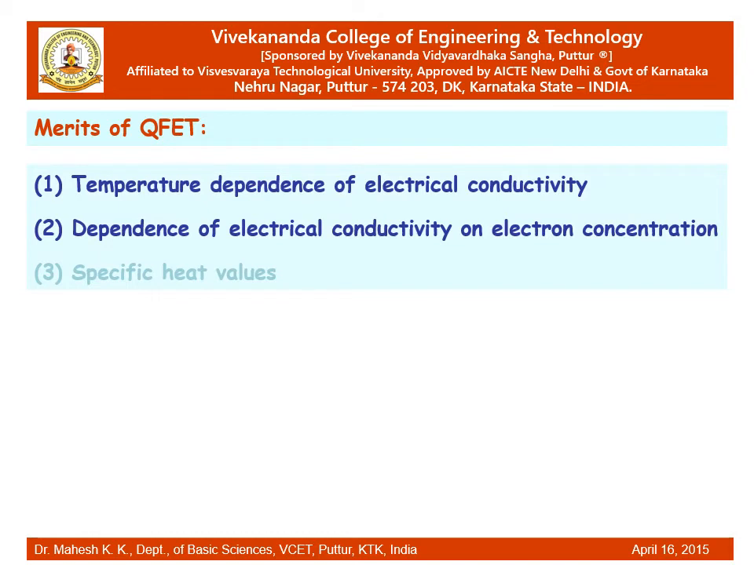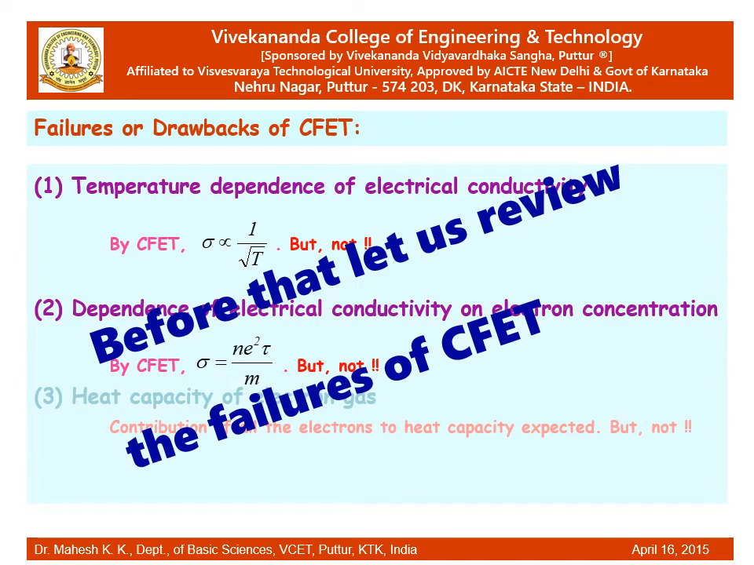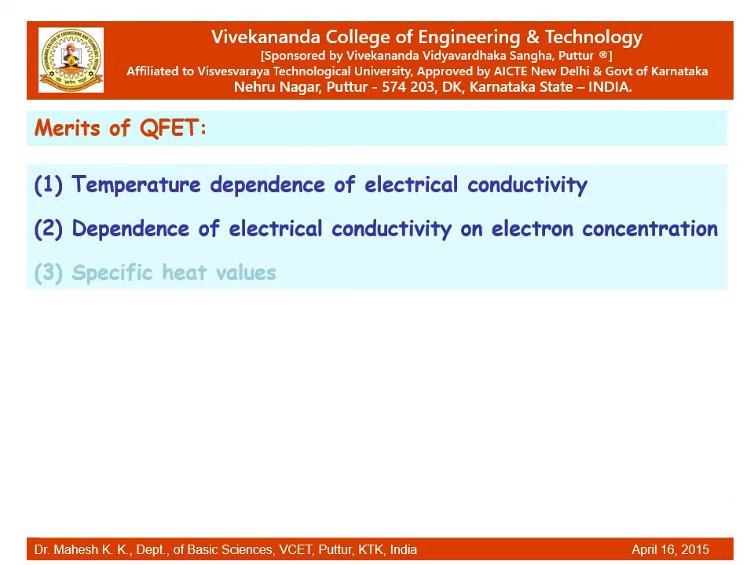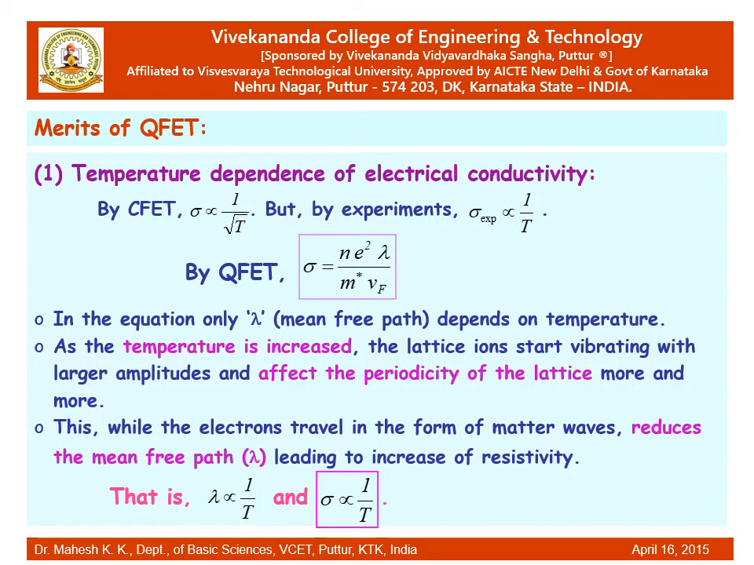Now let us see the merits of quantum free electron theory, just two, which are present in your syllabus: temperature dependence of electrical conductivity and dependence of electrical conductivity on electron concentration, which were proved to be not correct in the case of classical free electron theory. Those were two of the failures or drawbacks of classical free electron theory. Now let us look into it.